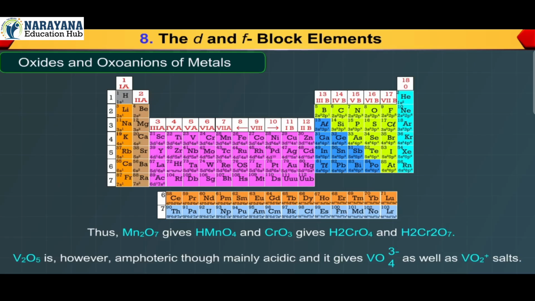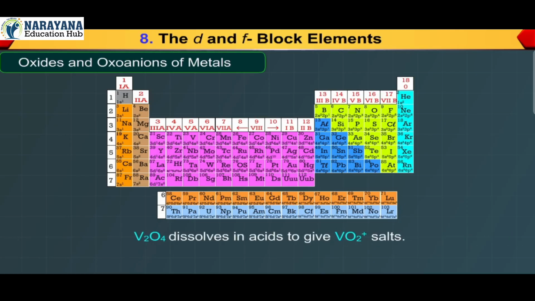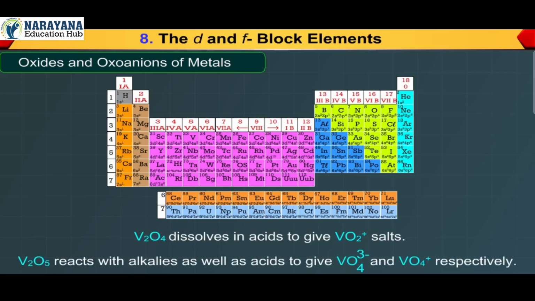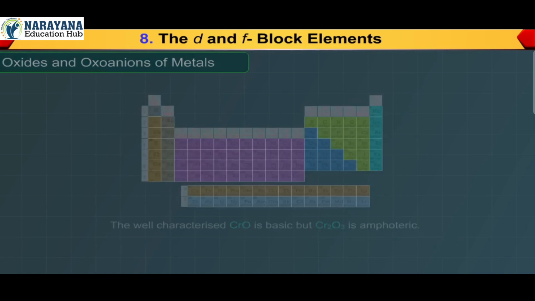V2O5 is, however, amphoteric, though mainly acidic, and it gives VO4^3- as well as VO2+ salts. In vanadium, there is a gradual change from the basic V2O3 to less basic V2O4 and to amphoteric V2O5. V2O4 dissolves in acids to give VO2+ salts. Similarly, V2O5 reacts with alkalis as well as acids to give VO4^3- and VO2+ respectively. The well-characterized CrO is basic, but Cr2O3 is amphoteric.